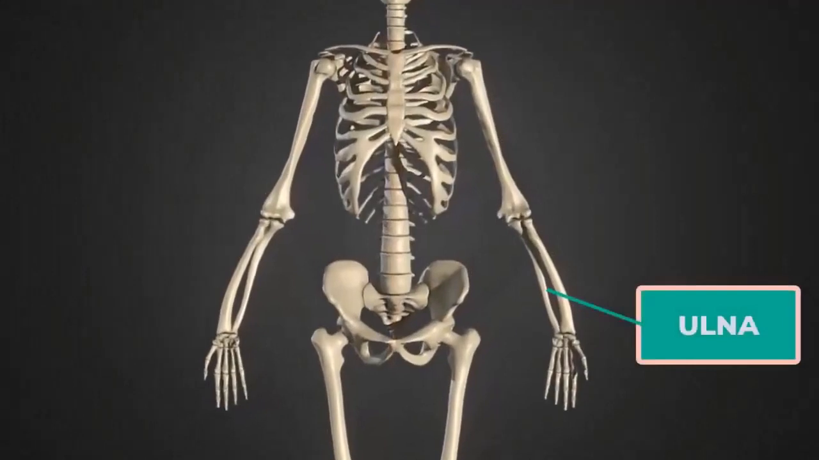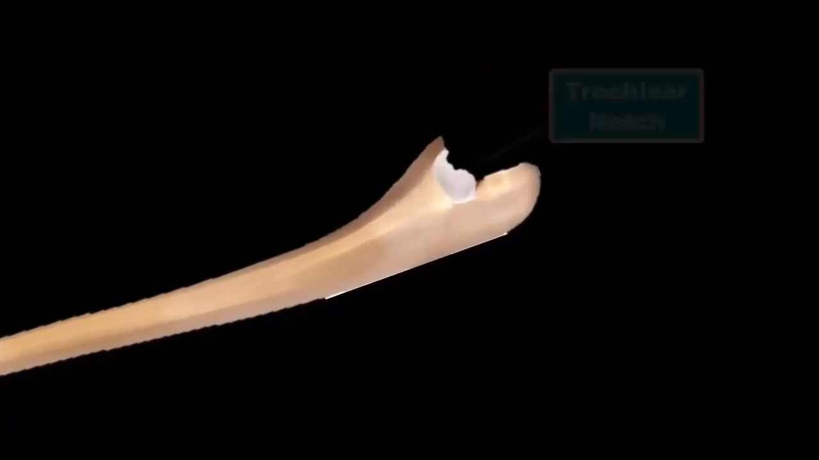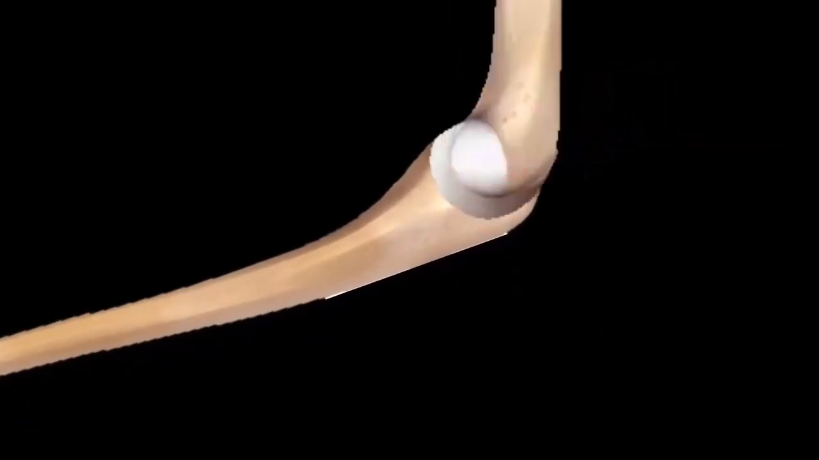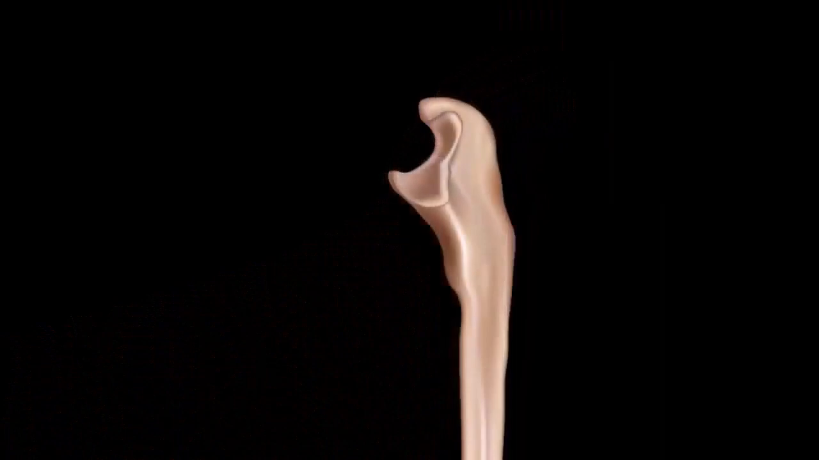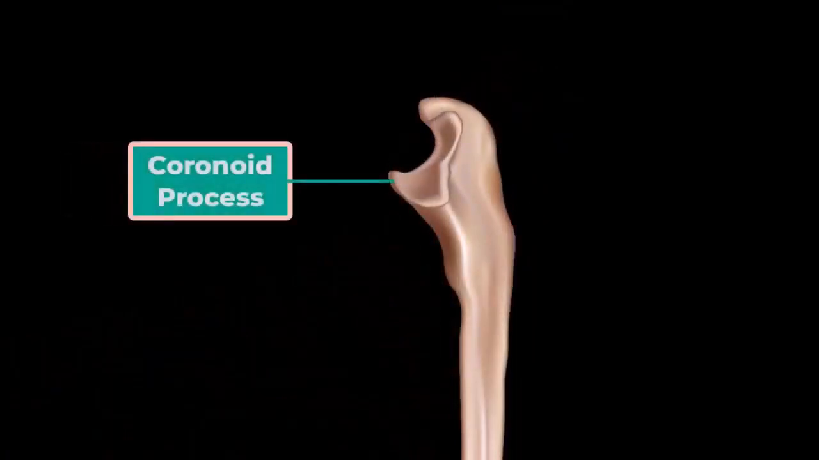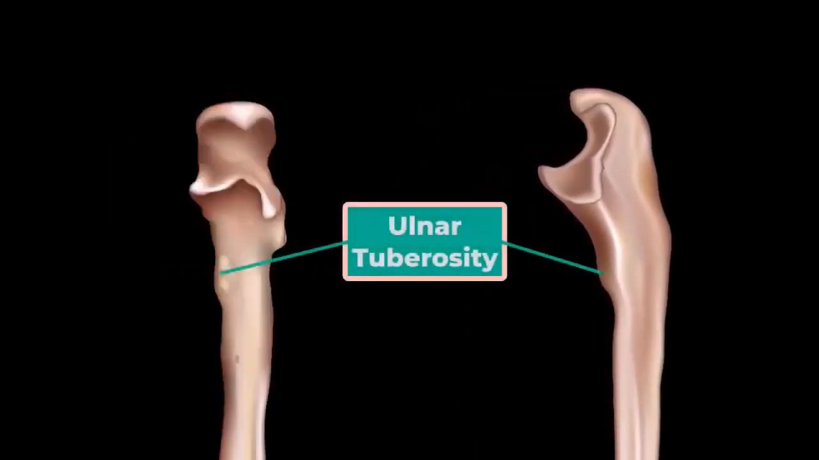The ulna is the medial bone of the forearm. The proximal end of the ulna resembles a crescent shape with the C-shaped trochlear notch. This region articulates with the trochlea of the humerus as part of the elbow joint. The inferior margin of the trochlear notch is formed by a prominent lip of bone called the coronoid process of the ulna. Just below this is a roughened area called the ulnar tuberosity.